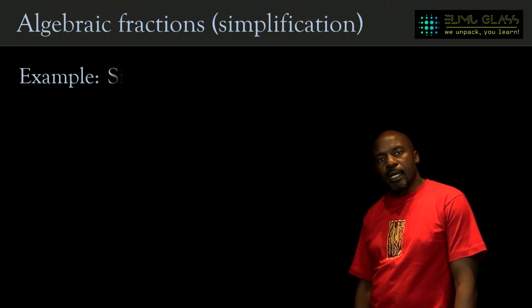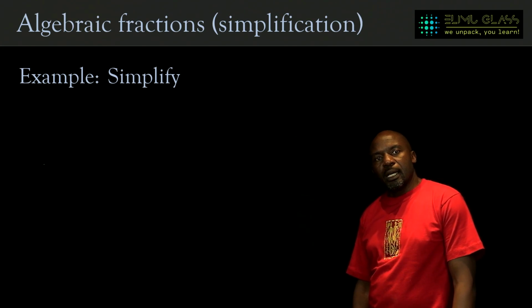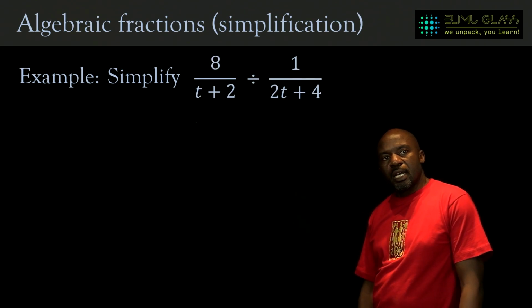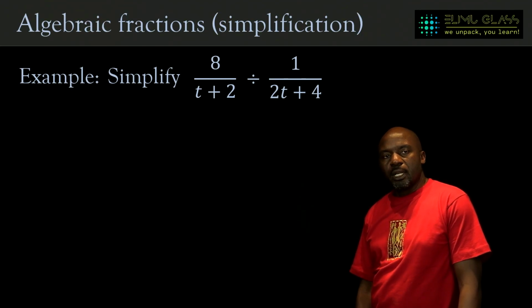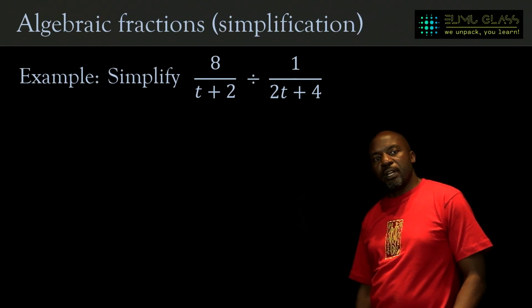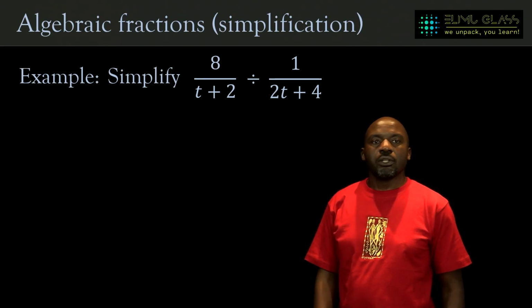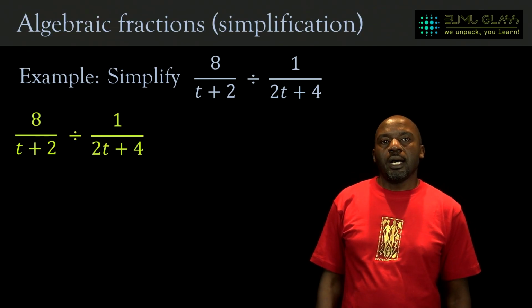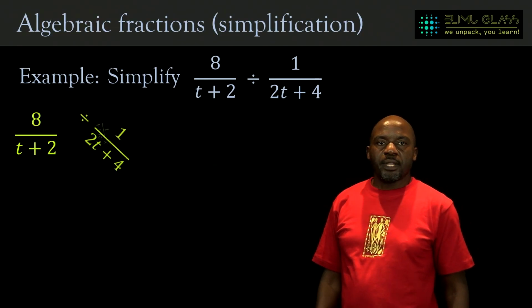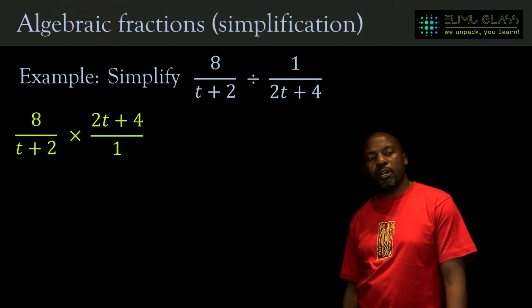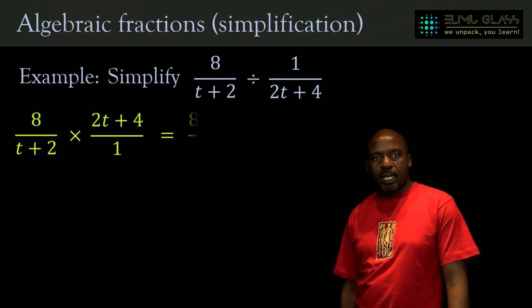Right. Here's another example. This time it is 8 over t plus 2, and we are dividing by 1 over 2t plus 4. Now in division we said we flip the divisor. So the second fraction there is the divisor, so we need to flip it up. If we flip that up, we end up with the 2t plus 4 going to the numerator and 1 going to the denominator. And then we just multiply as normal.